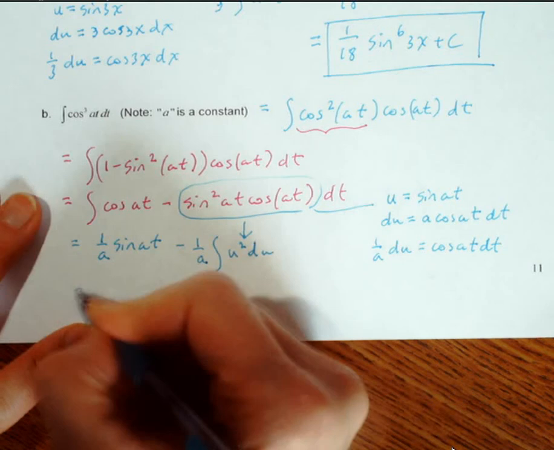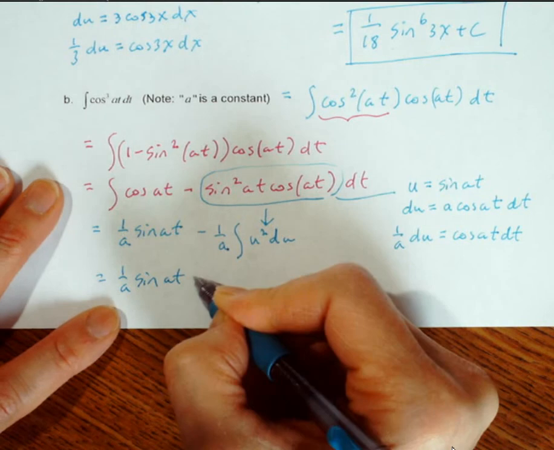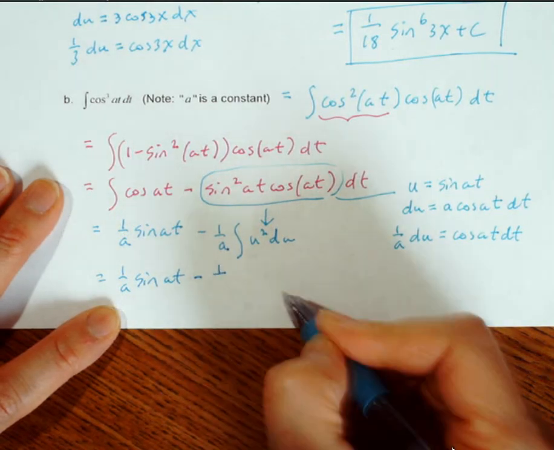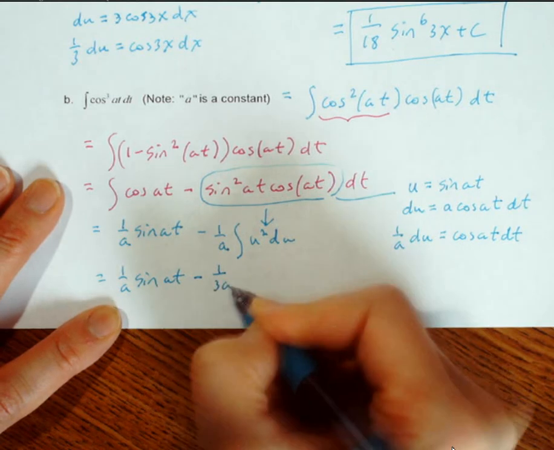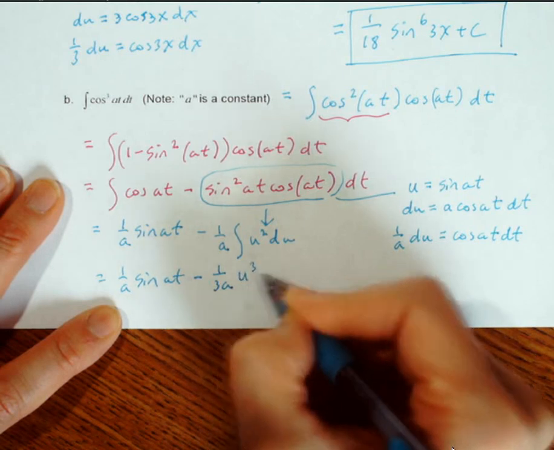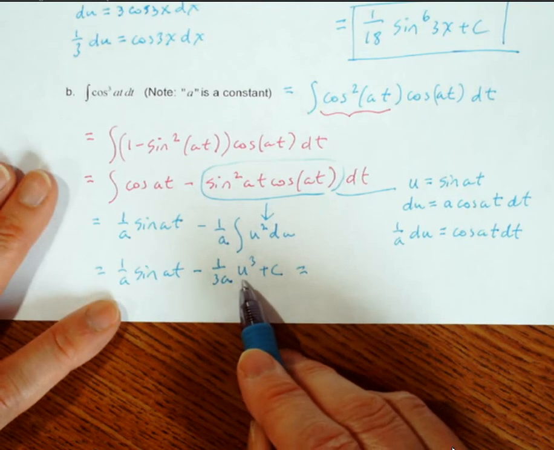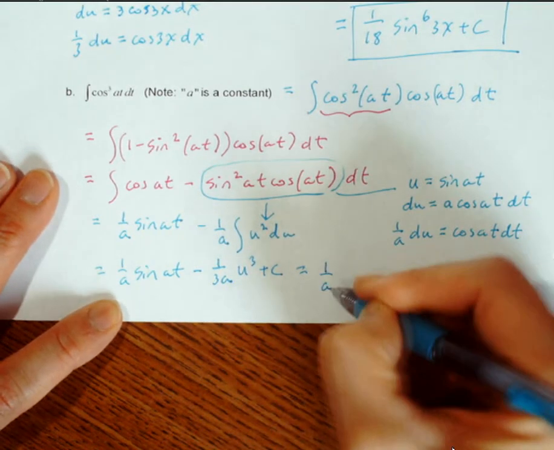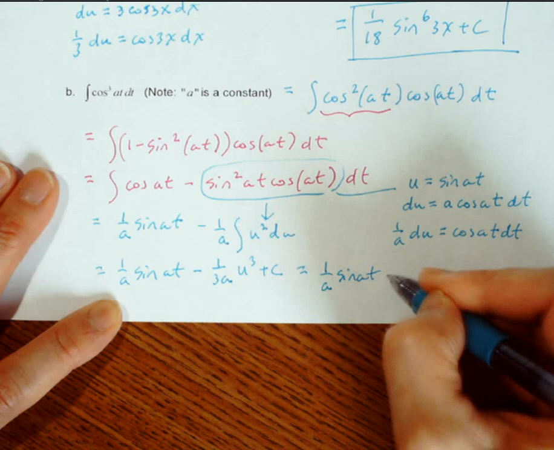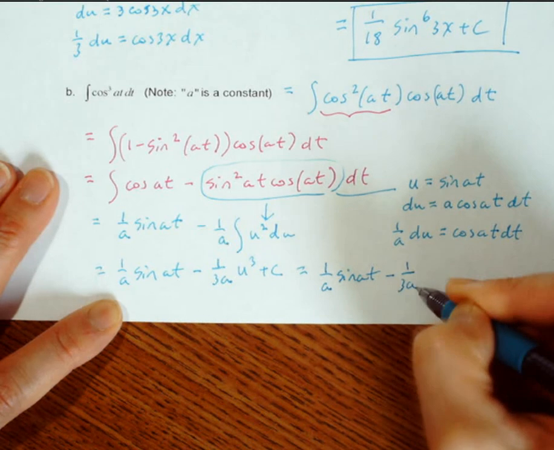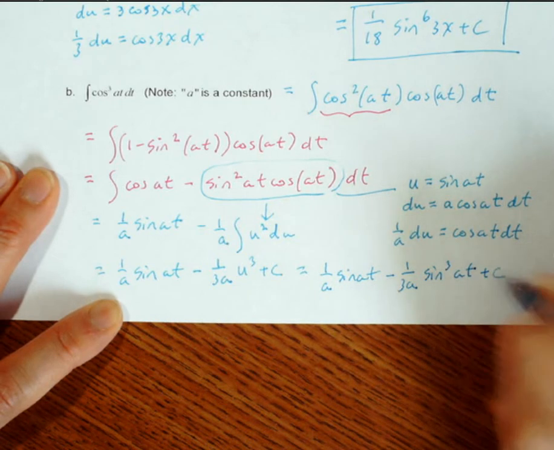And then evaluating that, I'm going to just rewrite this part here, 1 over a times sine of at minus 1 over, and then I have a factor of 3 from the integral, so it's 3a, and then it's u to the third plus c. And then for my final answer, I need to substitute in u is equal to sine of at. So I have 1 over a sine of at minus 1 over 3a times sine cubed at plus c.